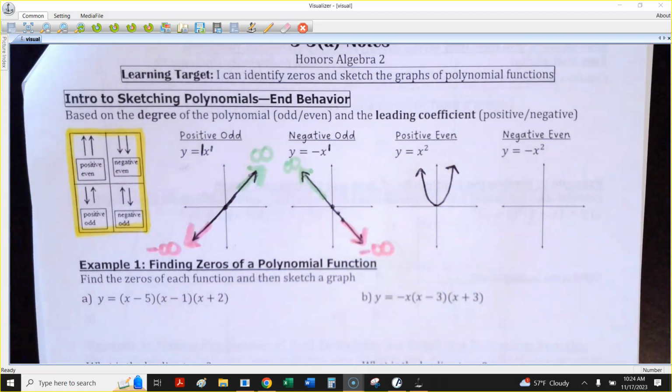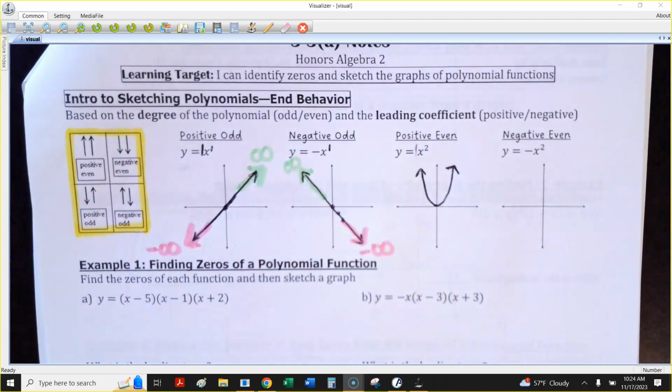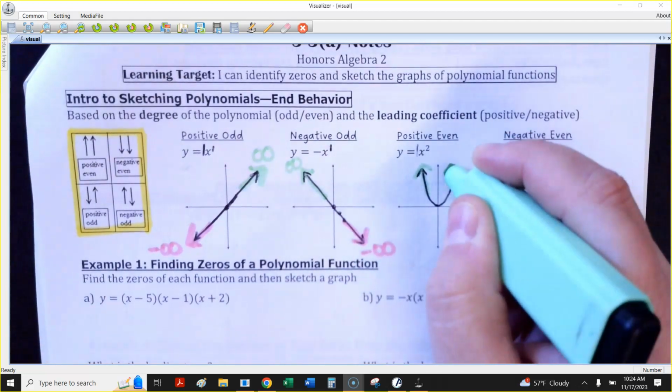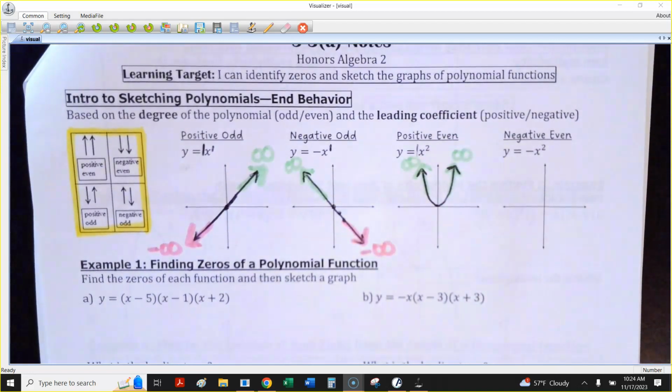If you have an even function, like I said, x squared, x to the fourth, x to the sixth, both ends point the same direction. If that's positive, which this is just a plain x squared, there would be a little positive 1 in front of it if you wanted to think about it like that. But both ends, the left side and the right side, both go up to positive infinity. Whenever you have an even function, the end behavior is either both going to go up, or the next one, it's both going to go down.